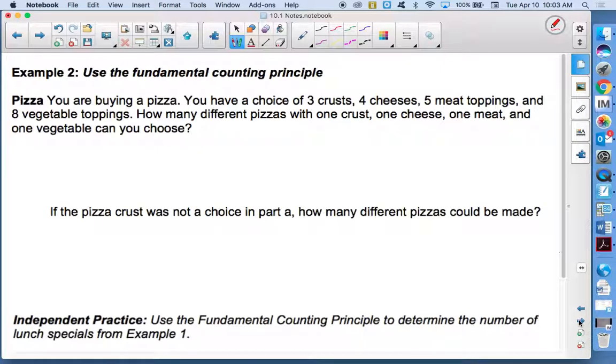So if you flip the page, first one is just dealing with pizza. So you go somewhere to a pizza shop and you want to know how many different pizza combinations you can make. This shop here has 3 crusts, 4 cheese options, 5 meat toppings, and 8 vegetable toppings. How many different pizzas with 1 crust, 1 cheese, 1 meat, and 1 vegetable can you choose from? So how would you decide how many options are possible? How many pizzas can we make?